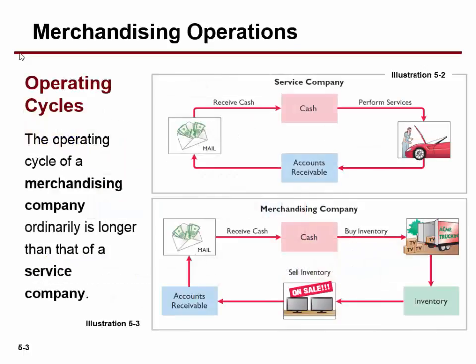Now they point out that the operating cycle for a retail entity is probably longer than the operating cycle for a service entity. With a service entity, you provide the service, you've earned the revenue. If we're talking about a retail entity, we first have to acquire the merchandise that we can then turn around and sell. And so the operating cycle tends to be a little bit longer.